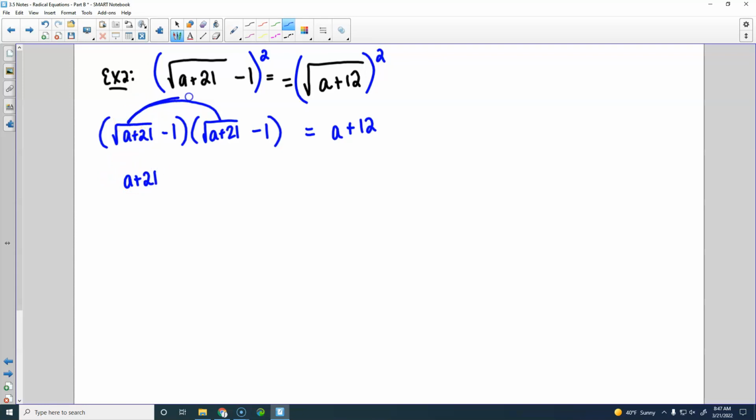And then I'm going to multiply square root of a plus 21 times that negative 1, which is going to give me negative square root of a plus 21. If you want, you can put the 1 right there. Sometimes that helps students to have that there, but it's not necessary. Then we'll multiply here. So we'll get negative 1 square root of a plus 21. And then negative 1 times negative 1 is plus 1.